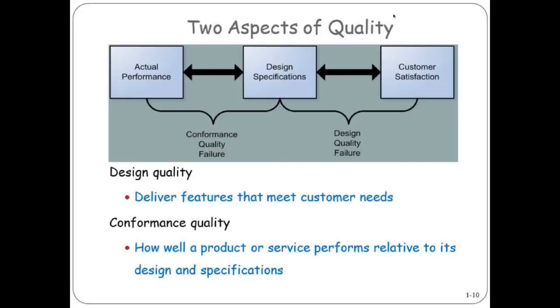There are two general components of quality: conformance quality and design quality. Conformance quality says that the product or service performs correctly relative to its design. Design quality says you're producing the features and functions that the customer desires in the product. Two aspects of quality.